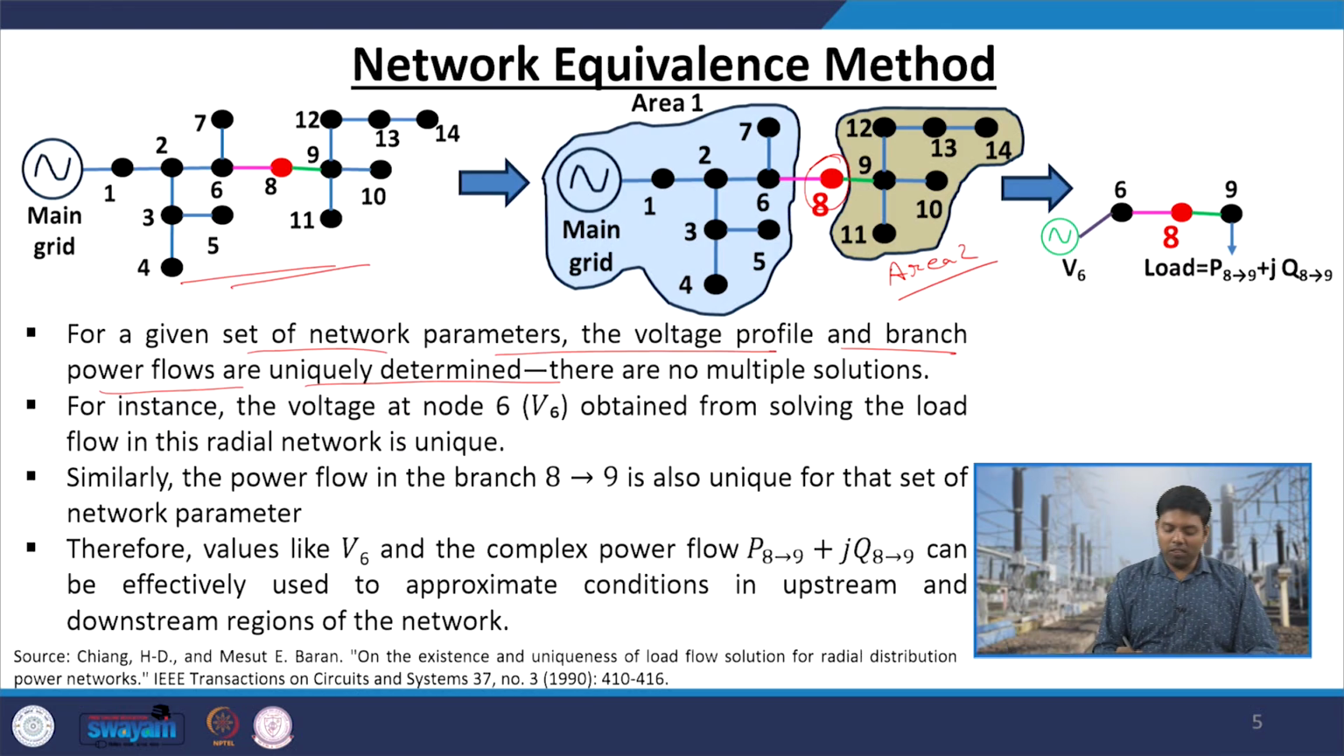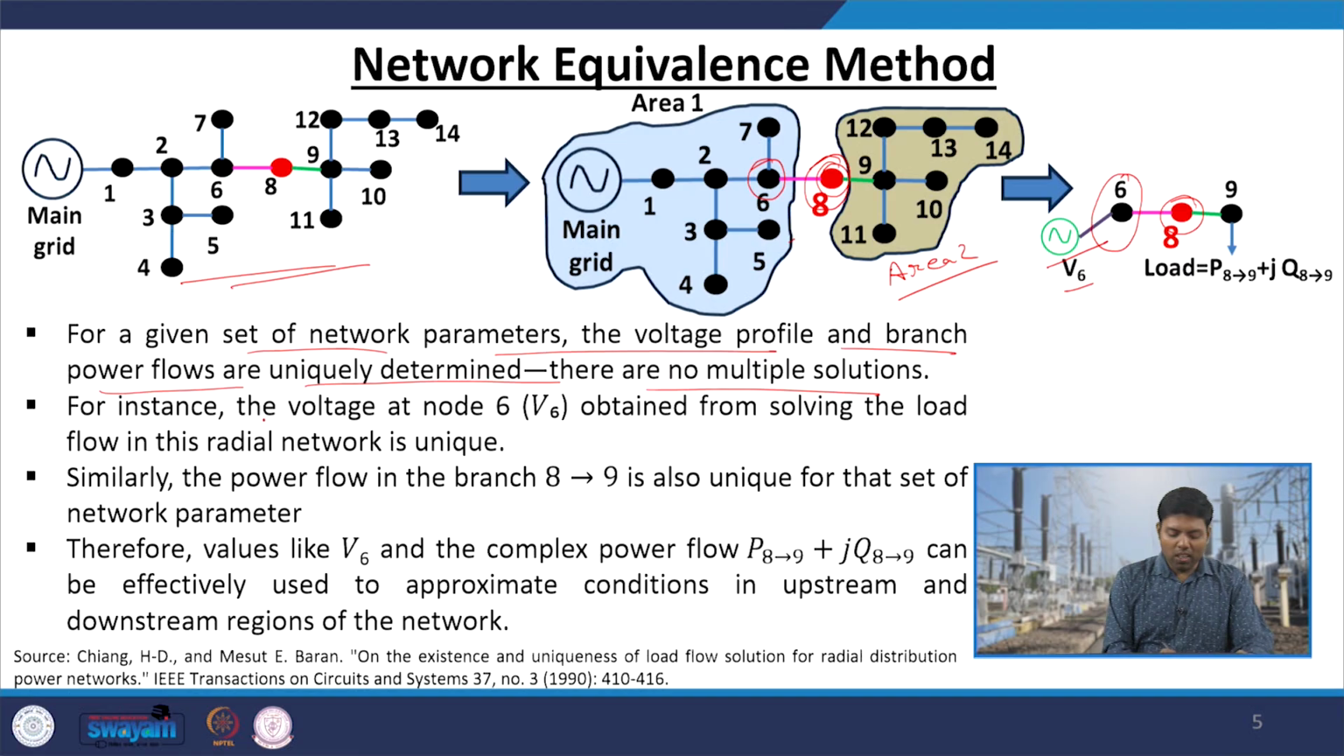However, if that is unique, that unique value you can share. That means you don't have multiple solutions, you have only one solution. So, you can represent for this bus number 8 the upstream area 1 as a voltage source, which is the bus 6. So, for this node 8, bus 6 has become an infinite voltage source V6.